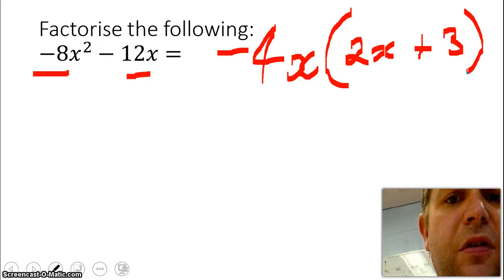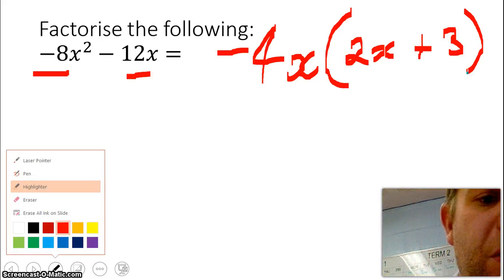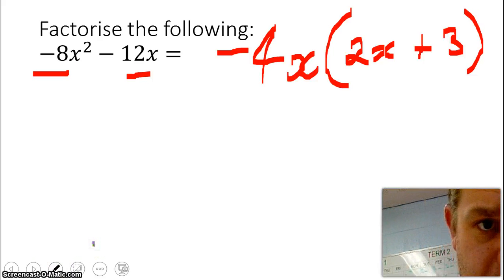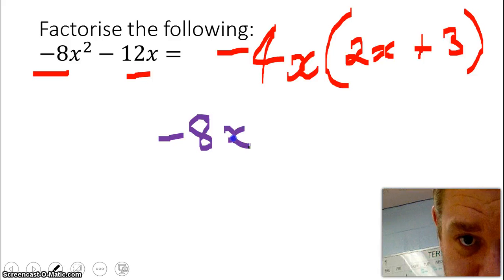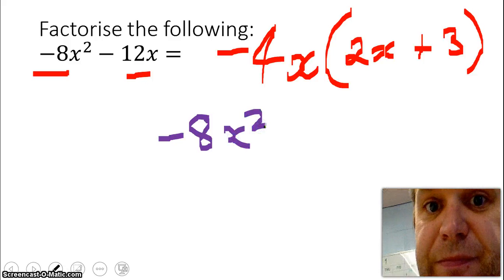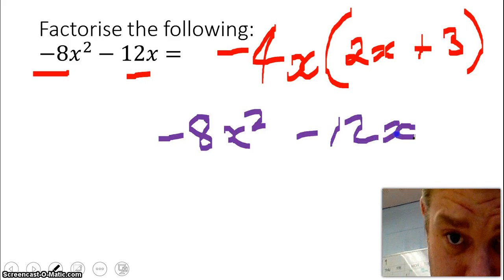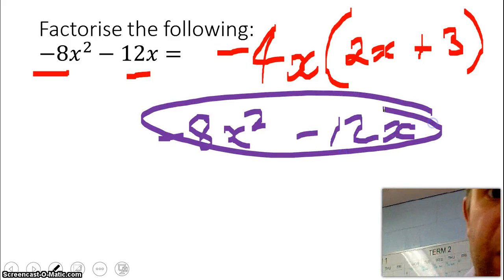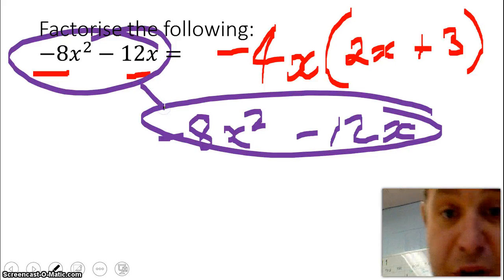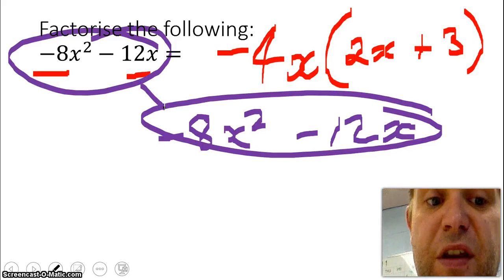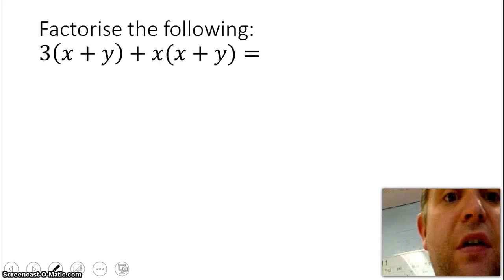So having factorised it, I'm going to go through and do my multiplications to check that I've got it right. 4x times 2 is minus 8x squared. Minus 4x times 3 gives me minus 12x. And since this one and this one agree, I know I've got that question right. It's very important to check your answers. It comes in really handy when you're in a test.